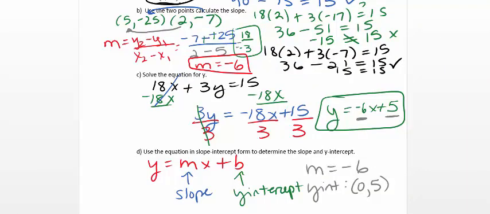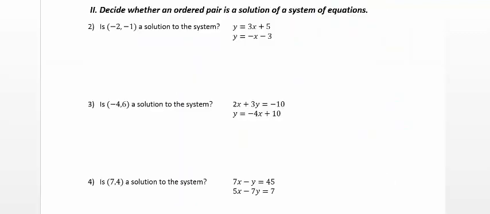If I look back to part B, we found the slope to be negative 6 as well when we used the 2 points that were solutions. In part 2, we want to decide whether an ordered pair is a solution of a system of equations. And we want to know, is negative 2, negative 1 a solution to the system? And to be a solution, it needs to work in both equations.